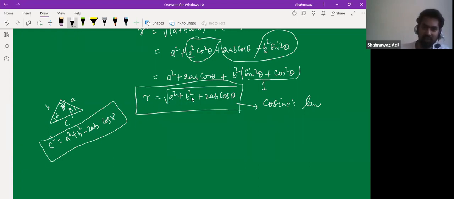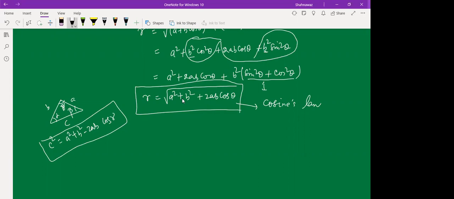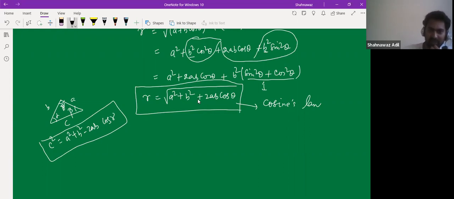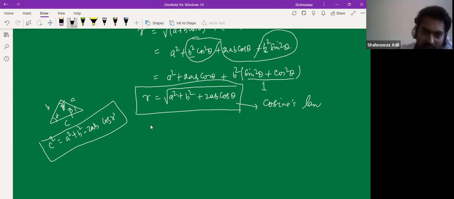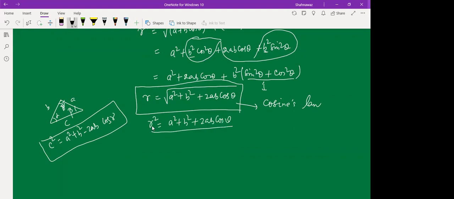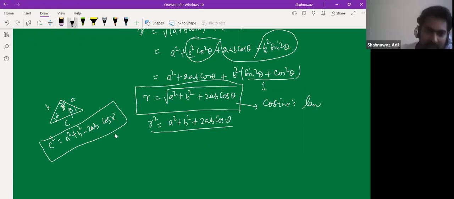And does it match with this resultant of the vector? Anyone? Yes, sir. It does match with it. There is a minus sign. If we square it, then, so if you square this, this will be what? R square is equal to A square plus B square plus 2AB cos theta. Yes, there is a plus sign difference. Yes, there is a plus sign, but there is a minus sign. But why am I calling this a cosine's law?